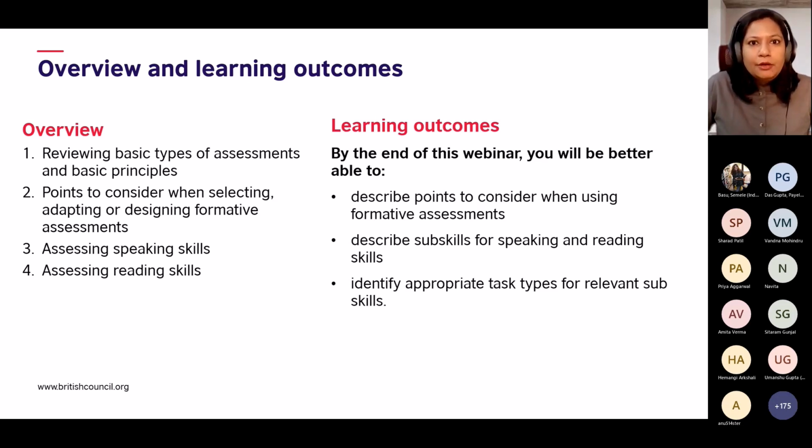And then we are going to look at the two skills that Emily talked about at the beginning as part of my introduction. We're going to focus on reading and speaking skills today. So in terms of learning outcomes, by the end of this webinar, you will be better able to describe points and questions to consider when using formative assessments, describe sub-skills for speaking and reading specifically, and identify appropriate task types for relevant sub-skills.